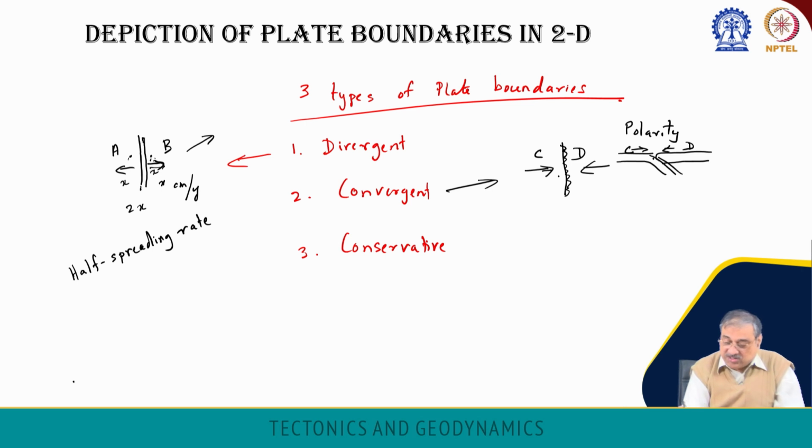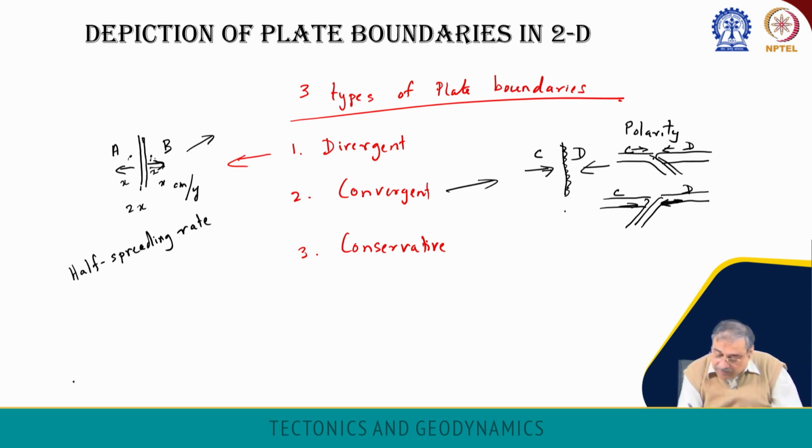Now, what if it was just the opposite? Plate D was subducting below plate C. I am talking about a case like this. So, this is plate C, let us say this is plate D. Now, you have got the same thing. Both of them are pointing towards each other. Again, it is the same convergence zone, but the situation is different. Now, plate C is the overriding plate and plate D is the subducting plate.